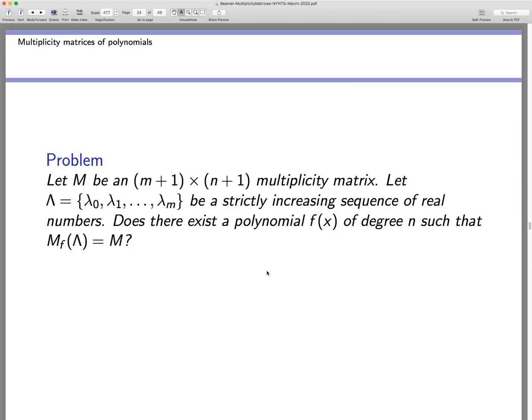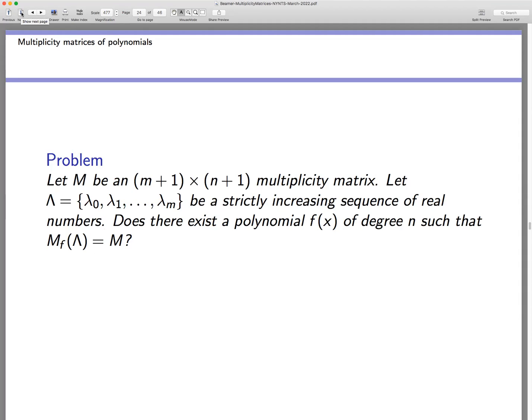Suppose you have a multiplicity matrix, and suppose you have a strictly increasing sequence of m+1 real numbers. Does there exist a polynomial f of x of degree n such that your multiplicity matrix is the matrix of this polynomial with respect to lambda? So that's the first question.